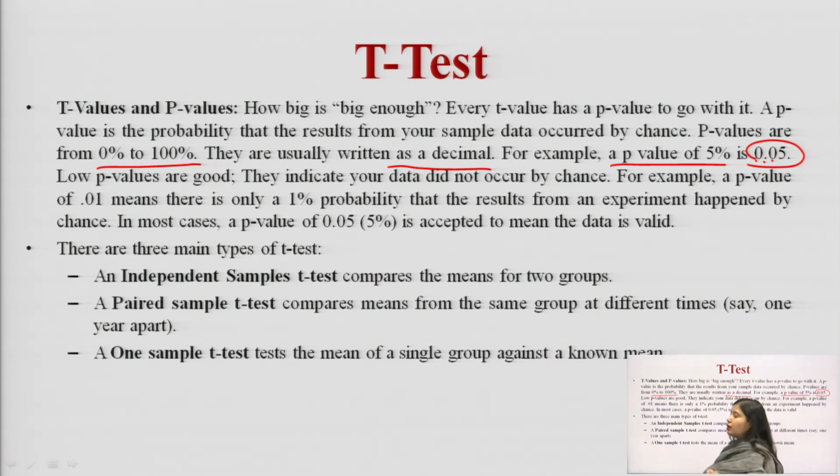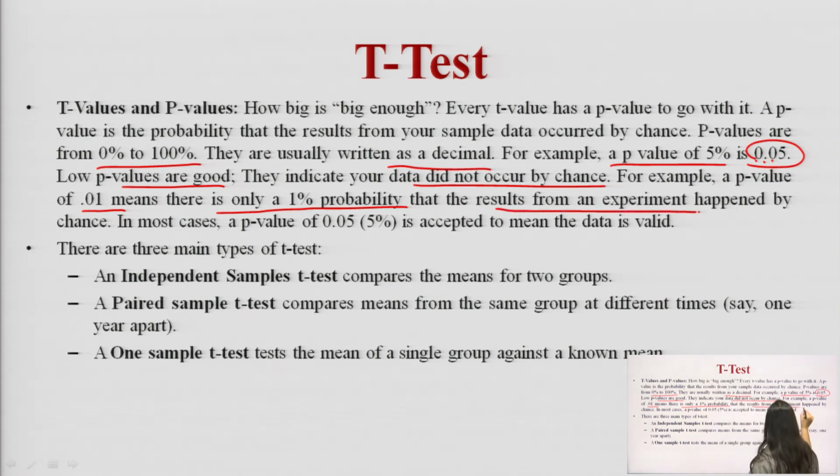which shows the probability, and a low p-value is good. If your p-value is high, it means there is a chance of error, an indication that your data may have occurred by chance. If your p-value is low, then it shows that your data is more authentic and did not just happen randomly. For example, if the p-value is 0.01, then there is only a 1% probability that the result from the experiment happened by chance.